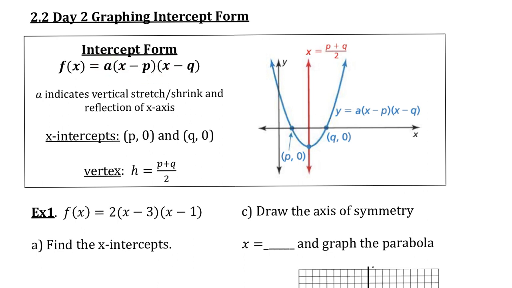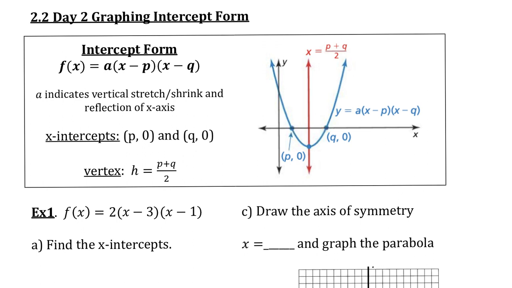Okay, there's an a in the front, and that still indicates a vertical stretch, a shrink, or a reflection over the x-axis, which is always a good way to check your answer. Now if it's in this format and you want to solve for the x-intercepts, you set this equal to 0, and then if you solve this, you add p over. So (p, 0) is an intercept. And if I add q here, I get (q, 0) as an intercept. So you can get the intercepts really quickly. If you graph it, you have an intercept and an intercept.